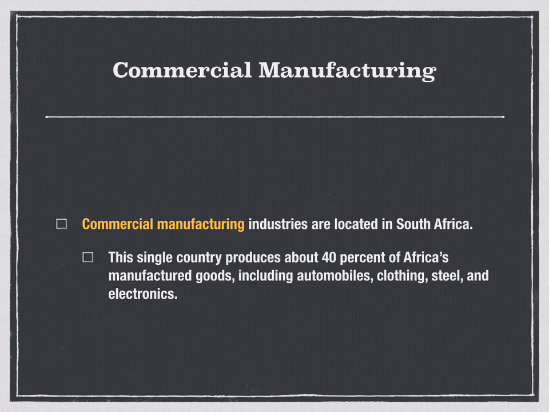Commercial manufacturing. Commercial manufacturing industries are located in South Africa, the country of South Africa. It produces about 40% of Africa's manufactured goods: automobiles, clothing, steel, electronics.